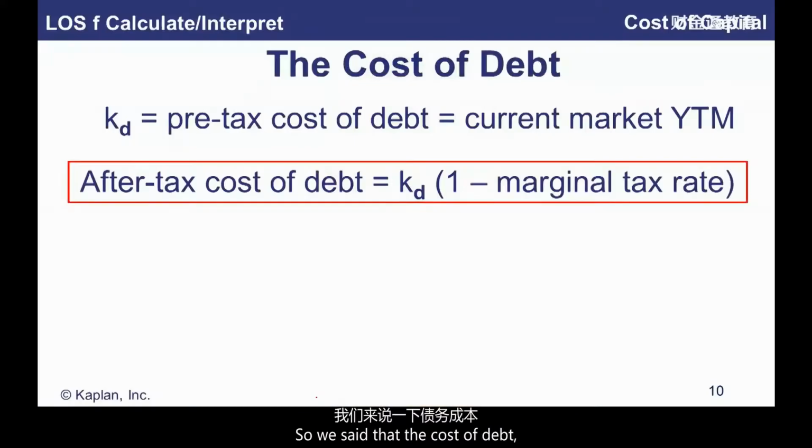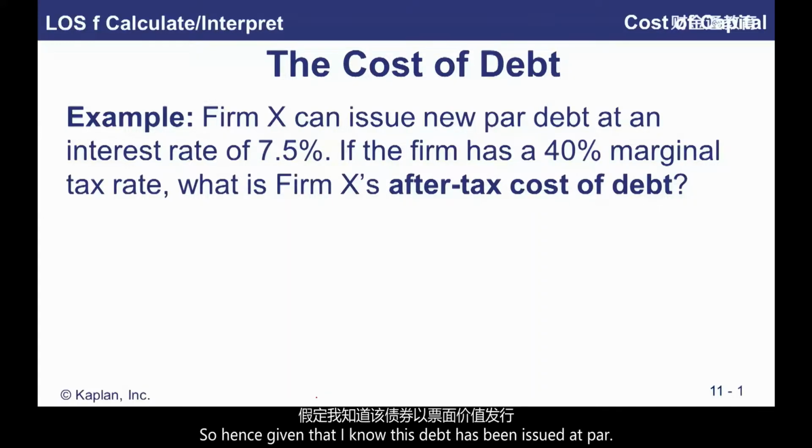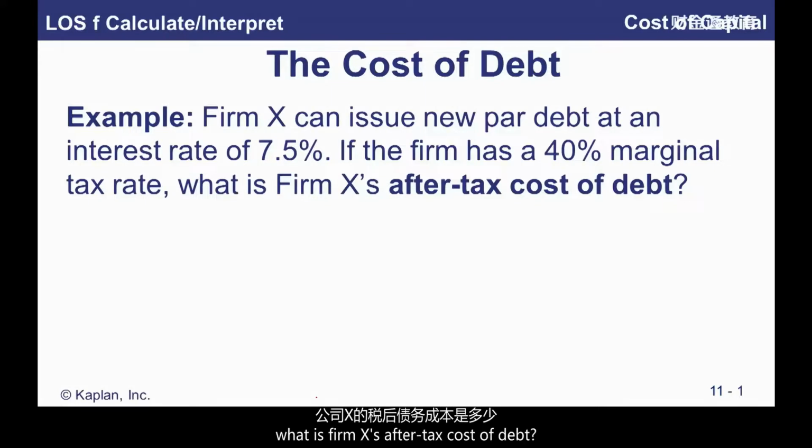So we said that for the cost of debt, we're just going to take the current market yield to maturity. And once we've identified the yield, we're just going to multiply by 1 minus the tax rate to get the after-tax cost of debt to the company. So for example, firm X here can issue new par debt at an interest rate of 7.5%. Given that this debt is being issued at par, the yield must be equal to the coupon. So that 7.5% interest rate must be the yield. If the firm has a 40% marginal tax rate, what is firm X's after-tax cost of debt?